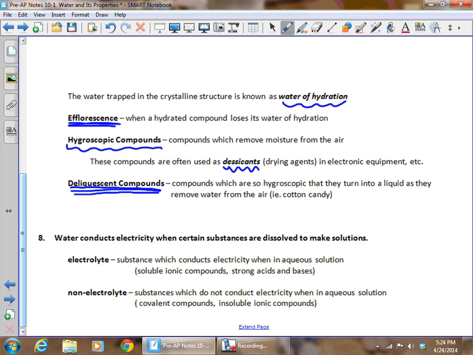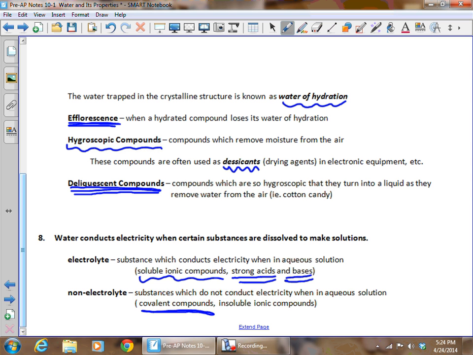Substances that will act as electrolytes if they're dissolved in water are soluble ionic compounds and strong acids and bases, and we'll talk about acids and bases later in this unit. Non-electrolytes are substances that do not conduct electricity when they're in an aqueous solution.